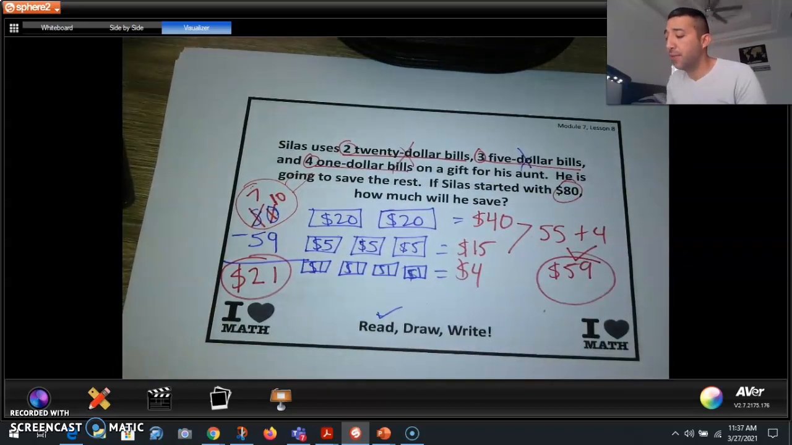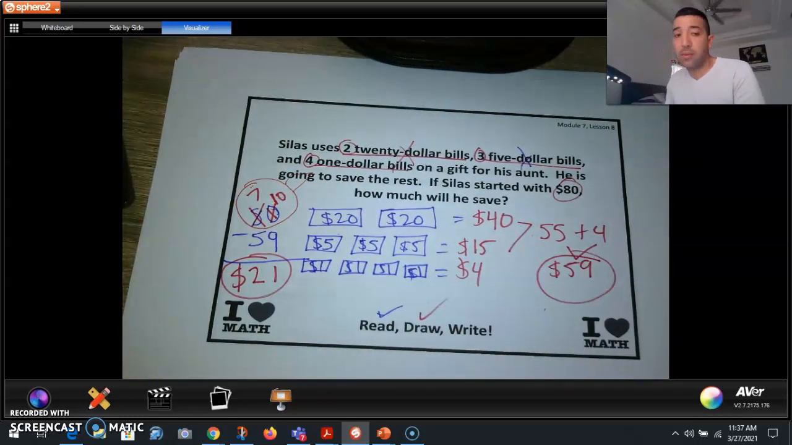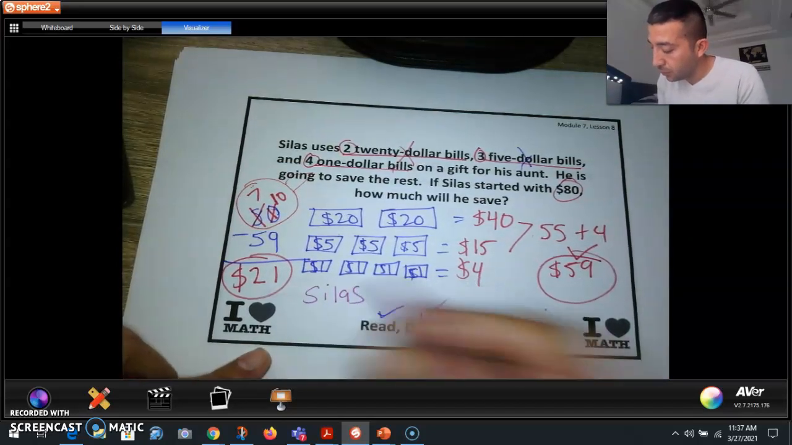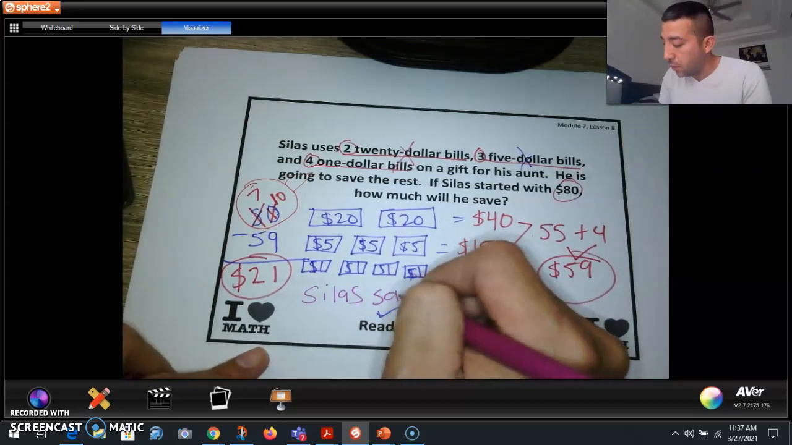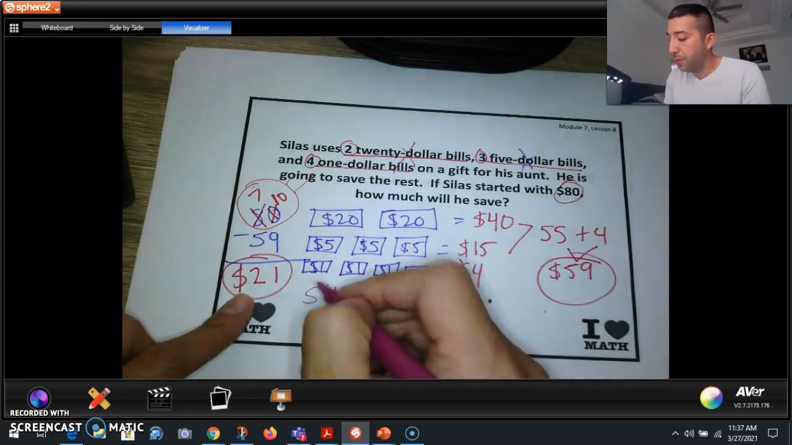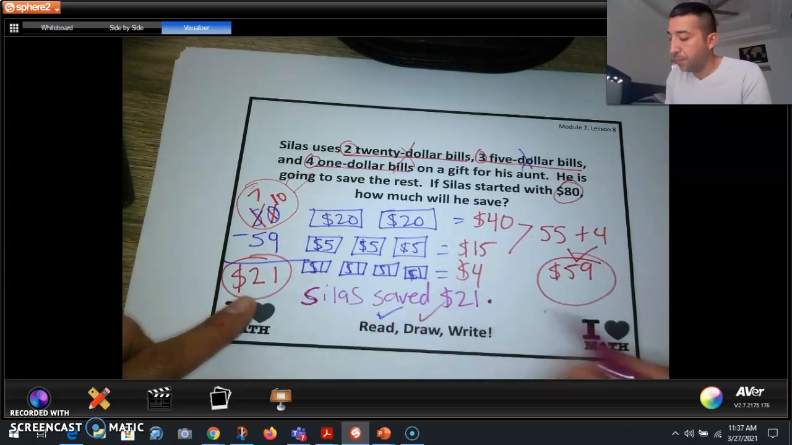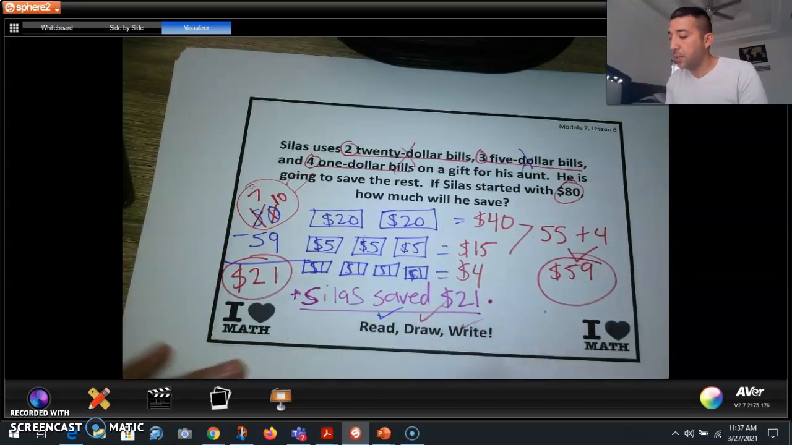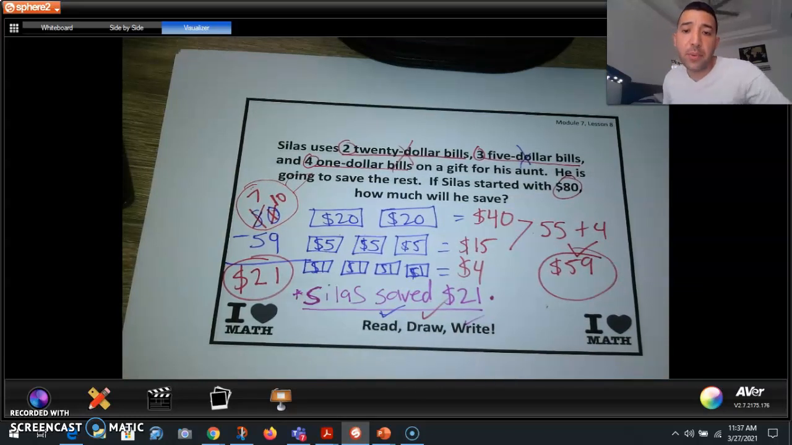How much will he save? So Silas, I already drew something. So let's write our statement. Silas saved $21, period. Okay, this is our statement. So making sure, boys and girls, we are following the RDW process.